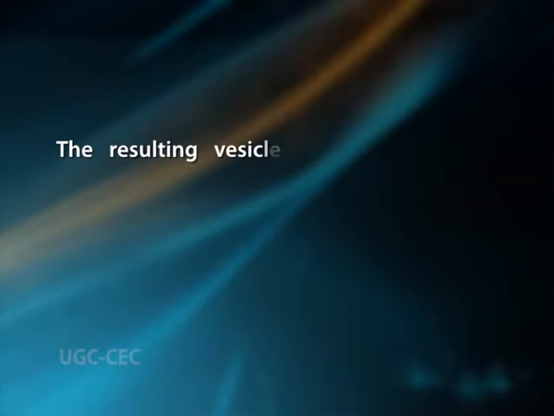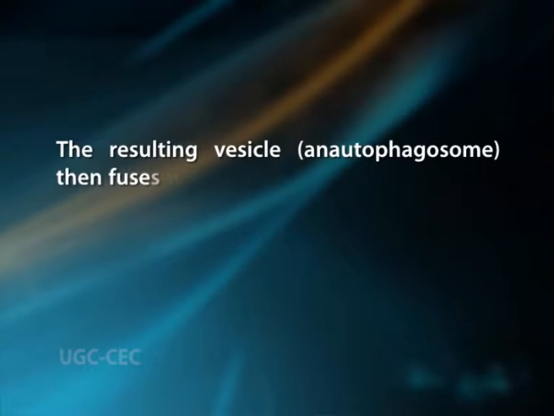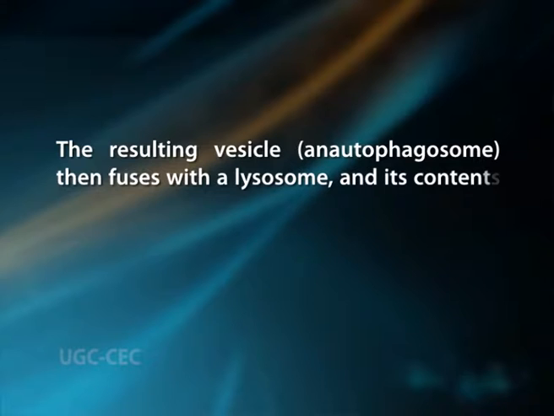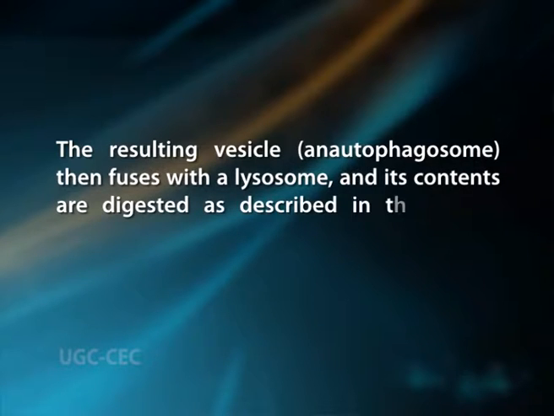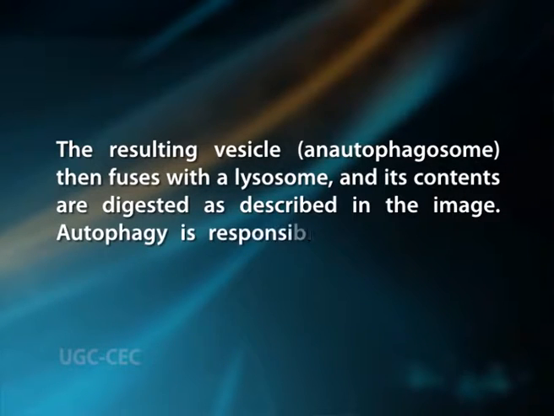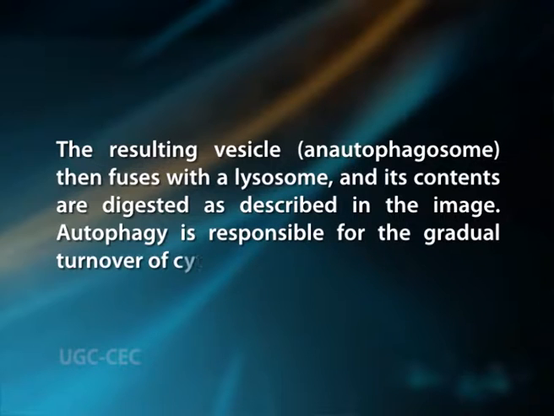Lysosomes are also responsible for autophagy, the gradual turnover of the cell's own components. The first step of autophagy appears to be the enclosure of an organelle in membrane derived from the endoplasmic reticulum. The resulting vesicle then fuses with a lysosome and its contents are digested as described in the image. Autophagy is responsible for the gradual turnover of cytoplasmic organelles.